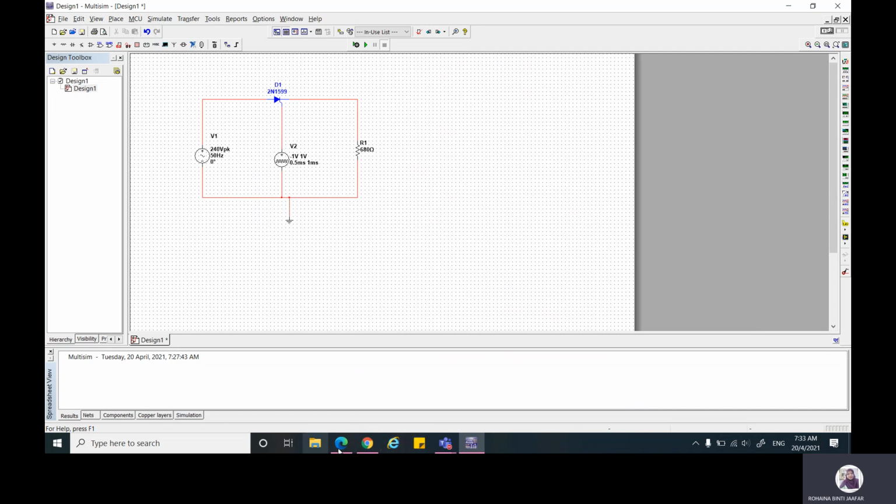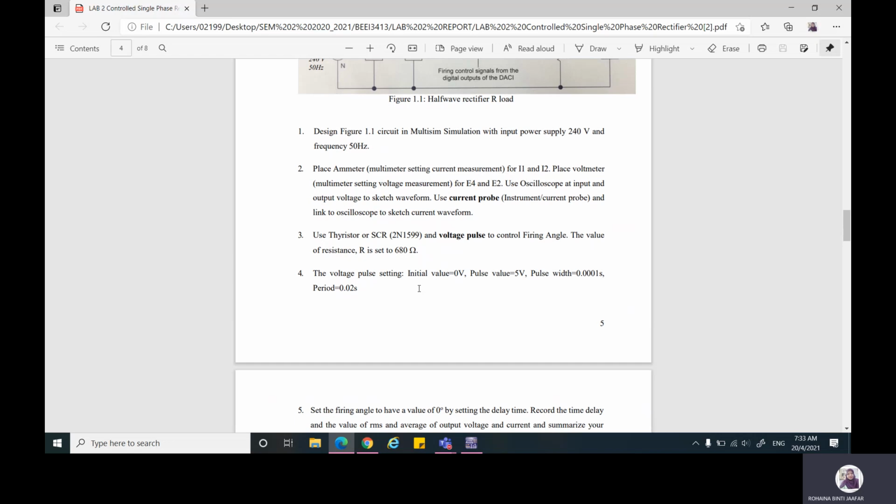And then for voltage pulse, refer back to your lab sheet. So the voltage pulse setting, initial value is 0, pulse value is 5, pulse width is 0.0001, and then period is 0.02. So where do you get the value of period? Period is 1 over f, your frequency is 50, so 1 over 50 you will get 0.02.